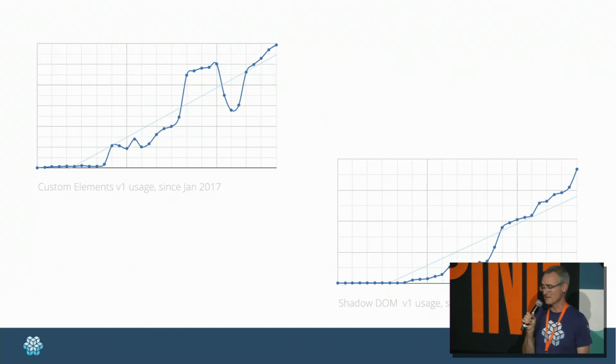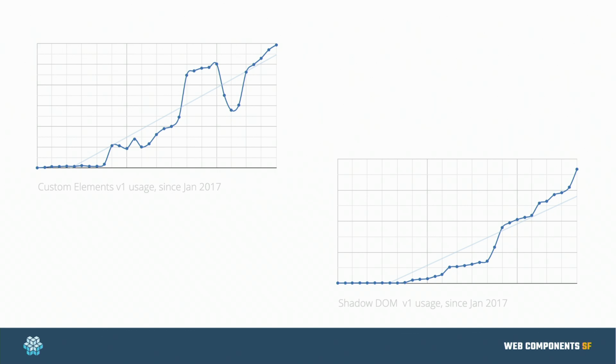And the numbers agree. Usage is steadily rising. About 9% rather of page loads across the web now include custom elements, which makes them one of the most widely used new platform features in recent years. So, where is this usage coming from? Who's choosing web components and why?